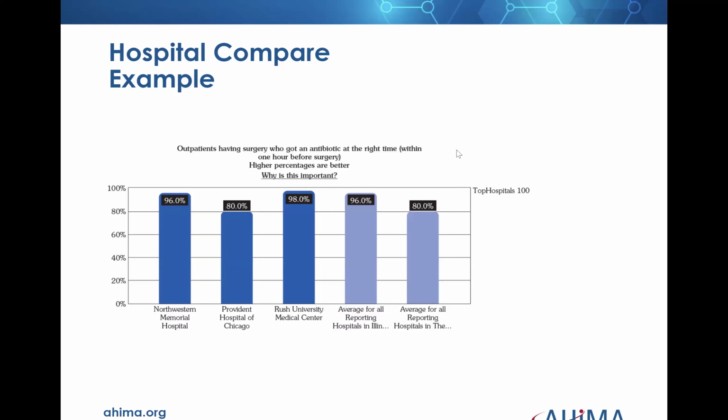And here's an example of one. We're looking at Northwestern Memorial, Providence Hospital of Chicago, Rush University Medical Center. We're looking at an average, and the measure is as follows: outpatients having surgery who got an antibiotic at the right time, within 1 hour before surgery. And again, this is important in terms of post-op infections, and so on. So you can see how all these hospitals compare.